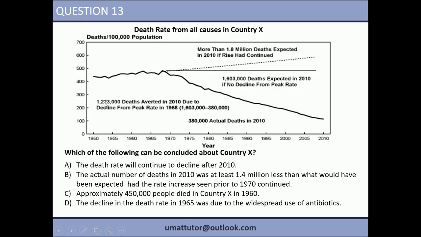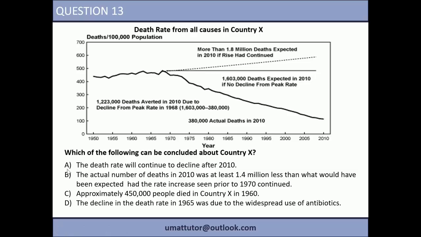So it's a bit of an odd graph, given there's a few different lines and extrapolations and comments scattered throughout, but that's the way to interpret this. So which of the following can be concluded about country X? Option A, the death rate will continue to decline after 2010.